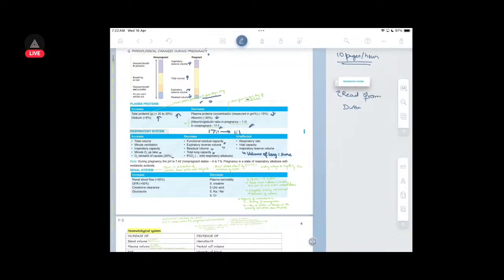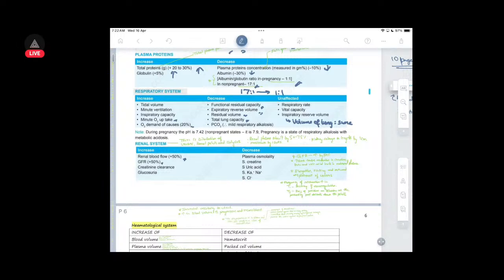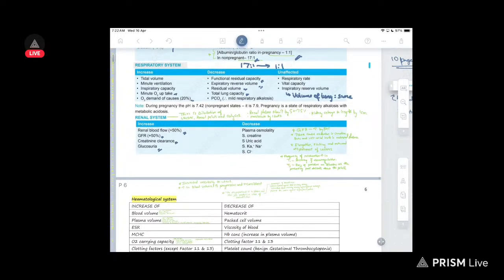Okay, so the renal system: renal blood flow will be increased, GFR will be increased, creatinine clearance will be increased, and glucosuria will be there. Plasma osmolarity will be decreased. Serum creatinine, uric acid, and potassium chloride will be decreased. GFR increases, and this causes a reduction in creatinine, blood urea nitrogen, and uric acid levels in maternal plasma.